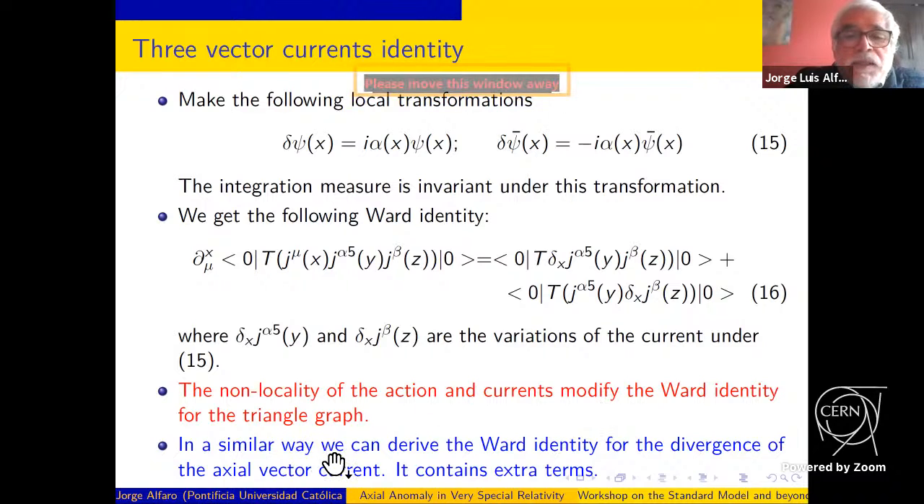In a similar way, we can derive the Ward identity for the divergence of the axial vector current. It contains an extra term. So this is a peculiarity of this kind of model that we have to take into account. There is an important point to remember here, and I will just show it in a very particular case, but it is important to recover the symmetry of the model.